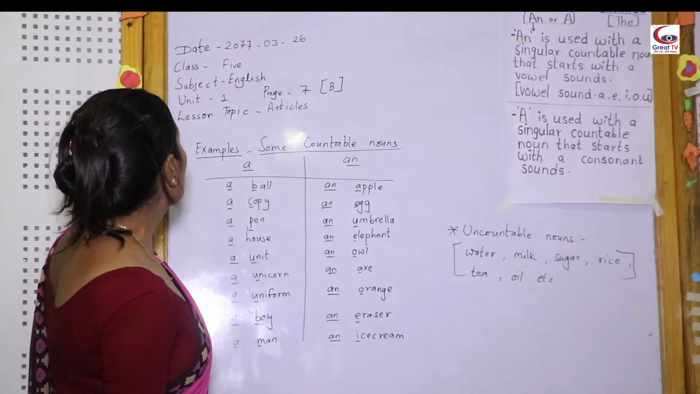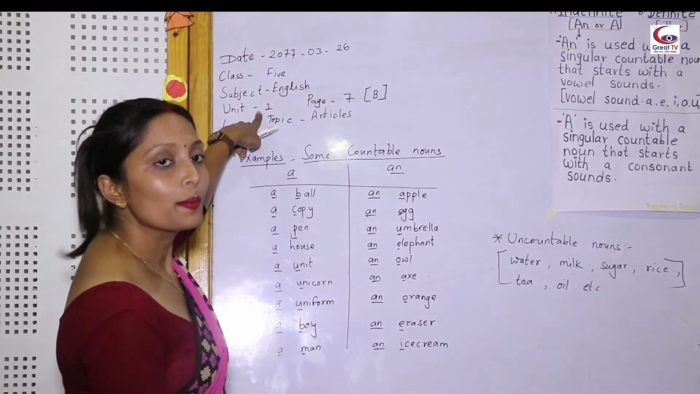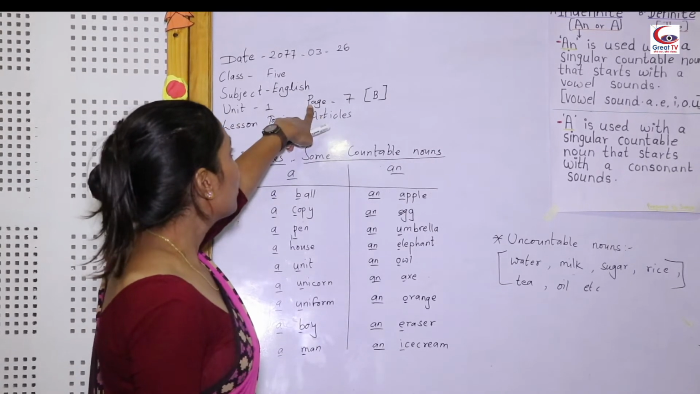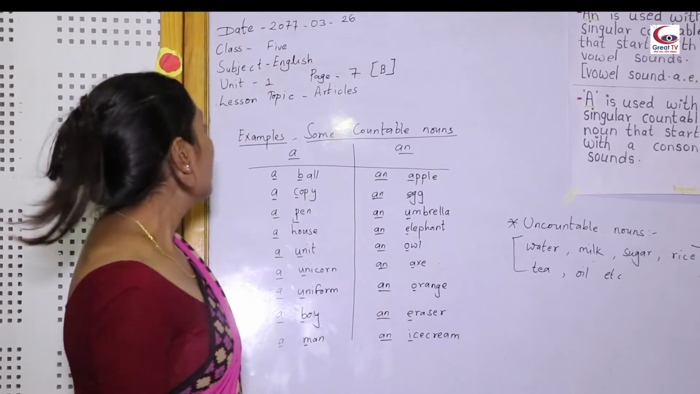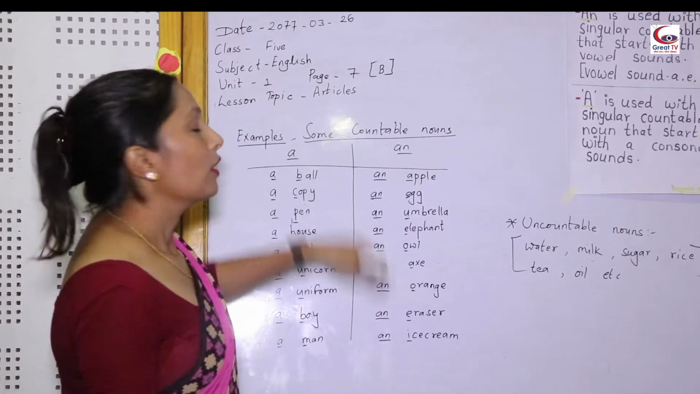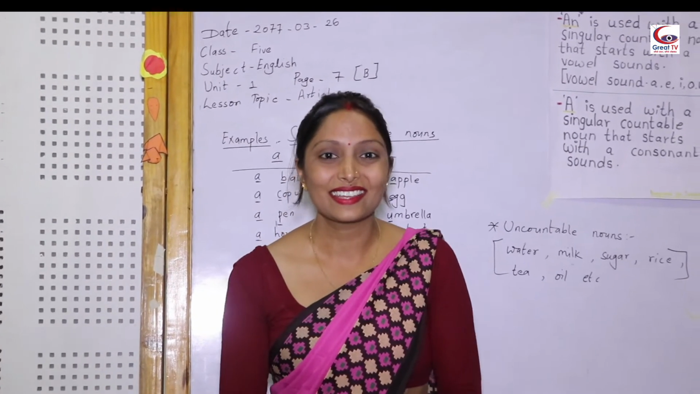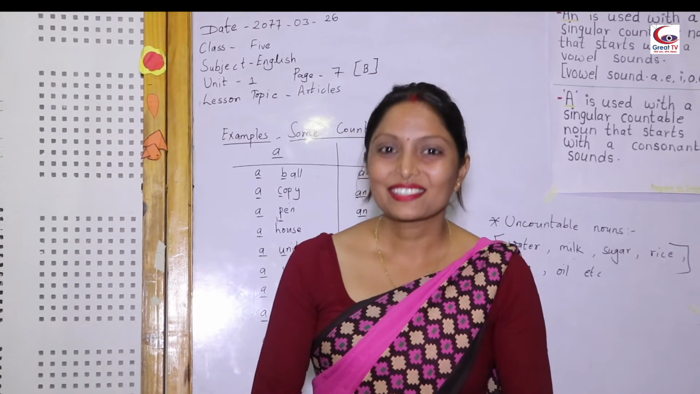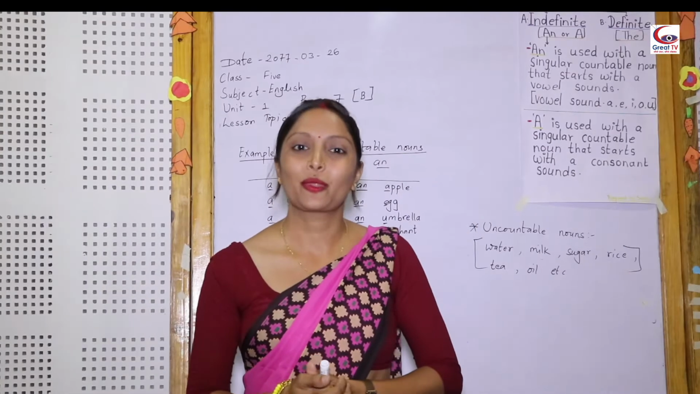In this class, we are reading Unit 1. You can turn to page number 7. Today we are reading number B, and our lesson topic of today is articles. Do you know articles, students? Yes, we already read about articles in Class 4.